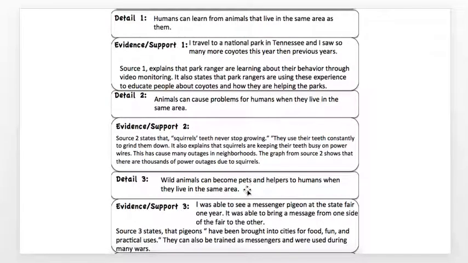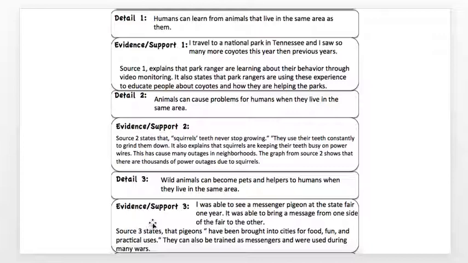for this box. And then detail number 3 is that they can become pets and helpers to humans when they live in the same area. So I found some evidence, and I also had some personal experience with this. I was able to see a messenger pigeon at the state fair one year, and they were showing that these messenger pigeons were bringing messages from one side of the fair to the other. And I know in our article it was a much larger distance that they were bringing these messages, but I was able to see it, and I thought it was really neat that they have trained these pigeons to do that.